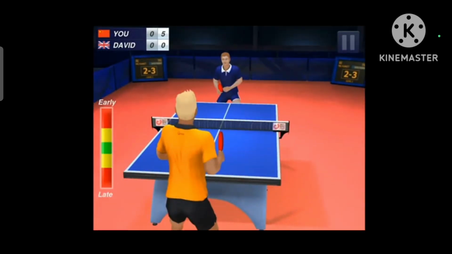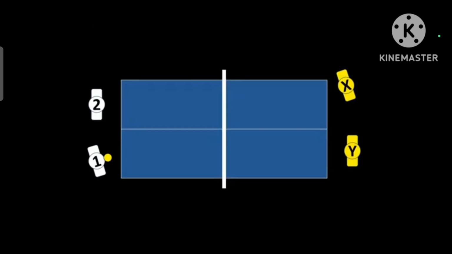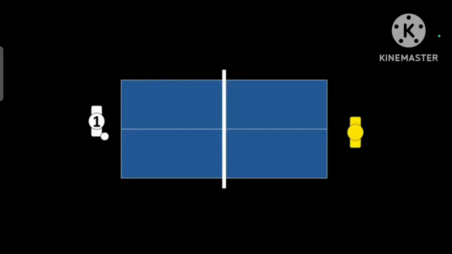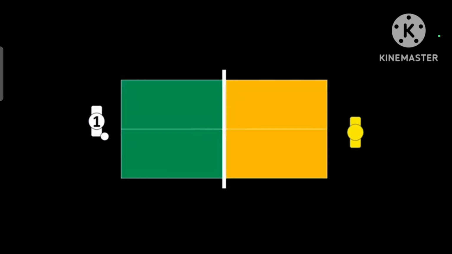So let's get on to the doubles. You're very good at singles. So what is different in doubles compared to singles? Obviously 2 versus 2 is doubles, and the difference from singles is when you're playing singles, when you serve, your first bounce can be anywhere on your side of the table, which is green, and then the second bounce can be anywhere on your opponent's side of the table, which is orange here.